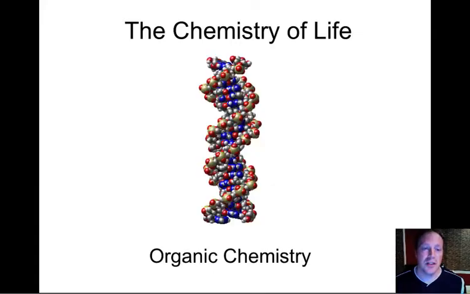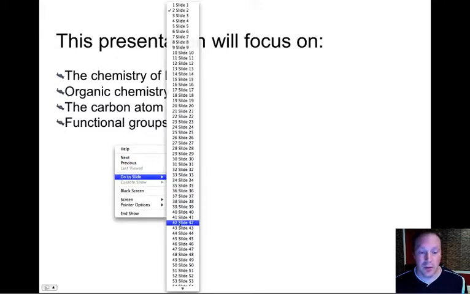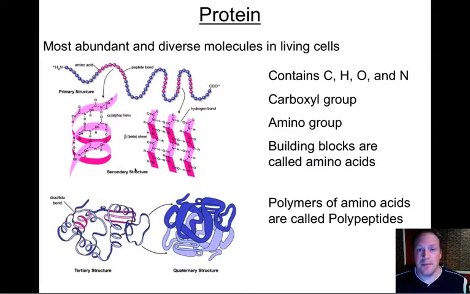This presentation starts on slide 43, so let's get to it. So here's your title slide, Organic Chemistry Screencast Segment 5 on proteins. All right, as you can see from that first line here, protein is the most abundant and diverse type of molecule found in living cells of organisms. And one thing you're going to need to do here is recognize all these different types of organic molecules. So let's talk about how to recognize what a protein is.